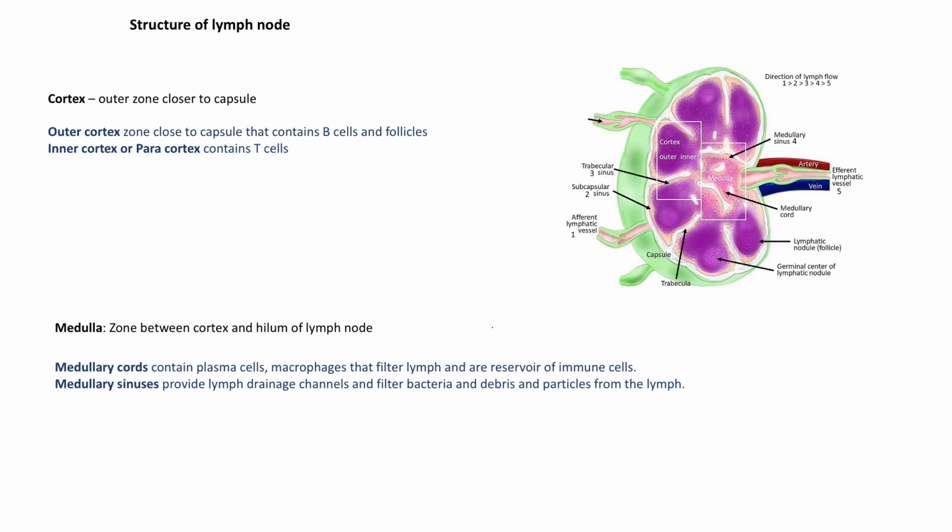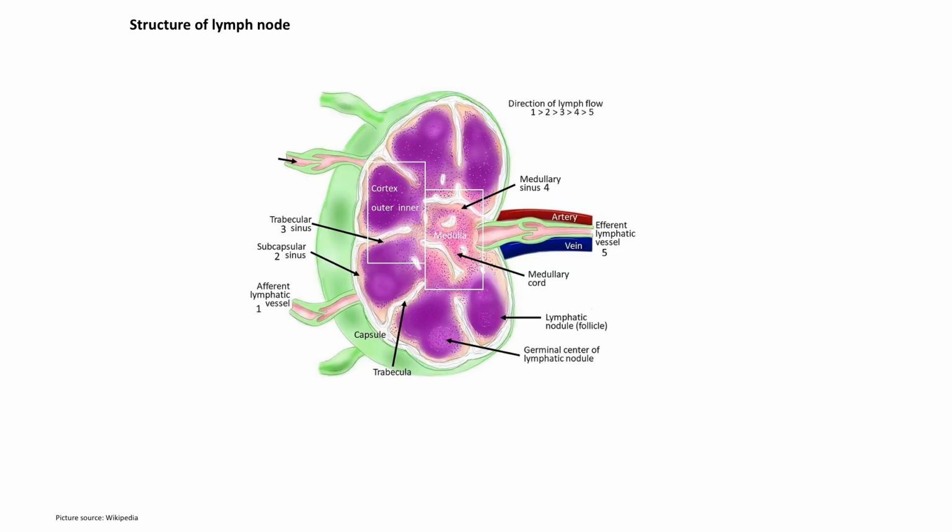Today we'll discuss the structure of lymph node, how lymph circulates in lymph node, and how lymphocytes reach lymph nodes. We start with the structure of lymph node. Lymph node has a capsule made of collagen. Efferent lymphatics pass through this capsule and bring lymph to lymph node.